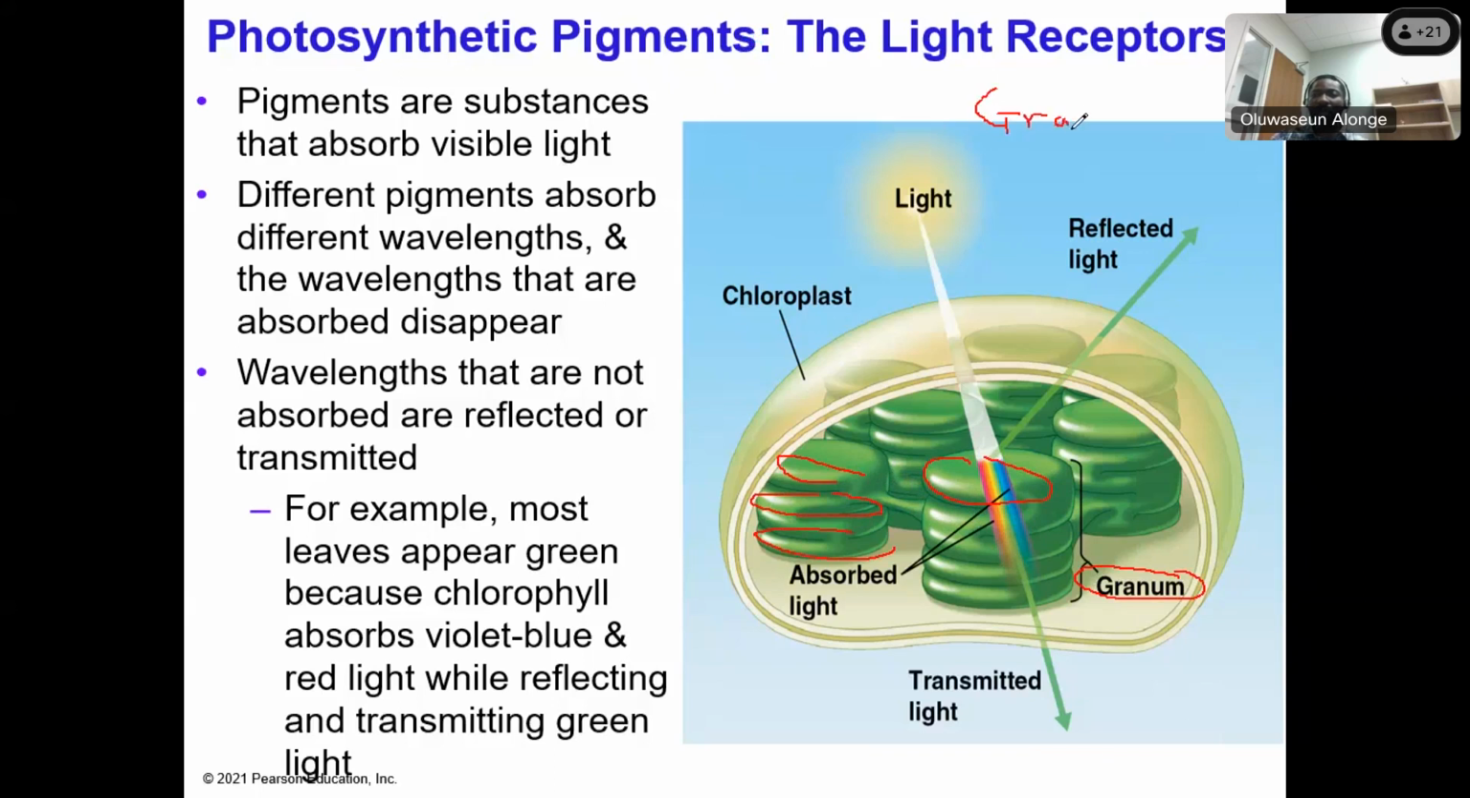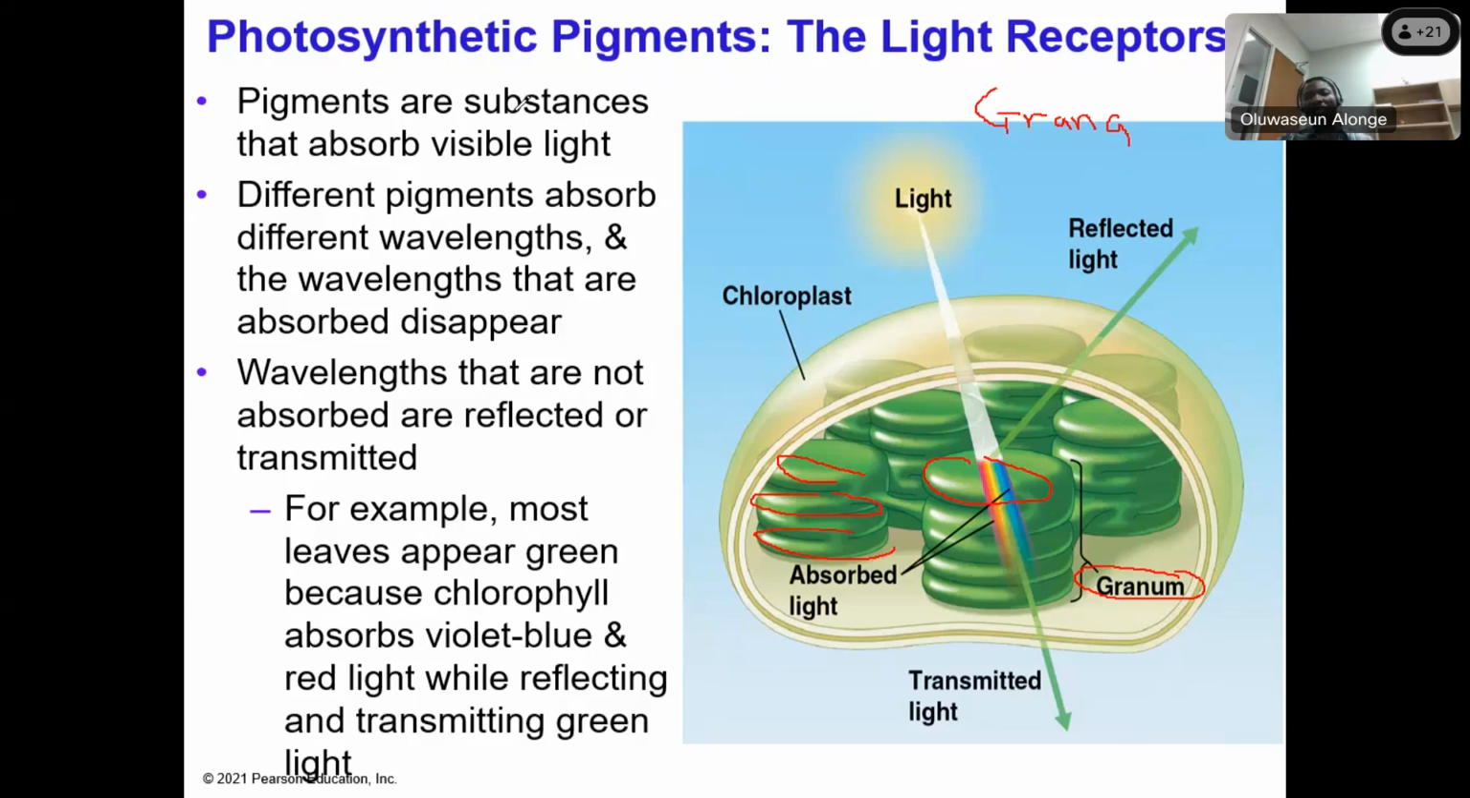So now, if I count, I have 1, 2, 3, 4, 5, 6, 7. I have about 7 grana inside this chloroplast. The entire thing is the chloroplast. Each slice is a thylakoid. Inside the thylakoid is a green pigment, which we call chlorophyll.